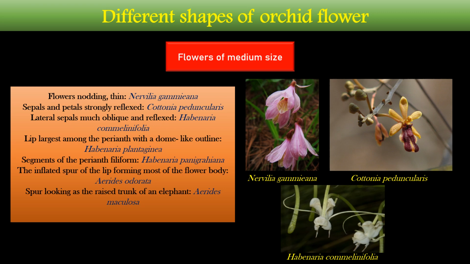Then comes the spur looking like the raised trunk of an elephant, Aerides maculosa. If you have seen Aerides maculosa, you can say the spur structure is raised like a trunk of an elephant, meaning it seems like that. So for that you can identify this particular species that has a medium shape in size.